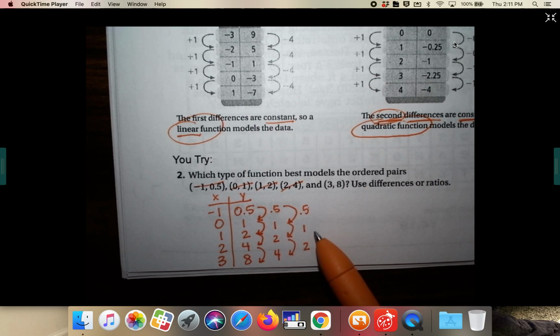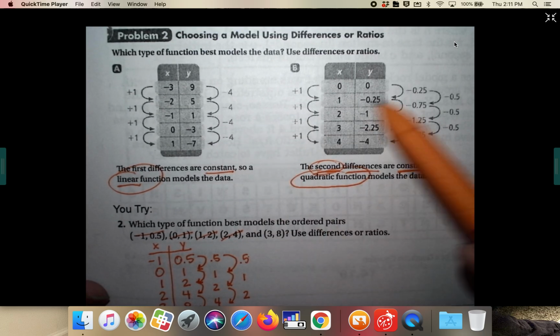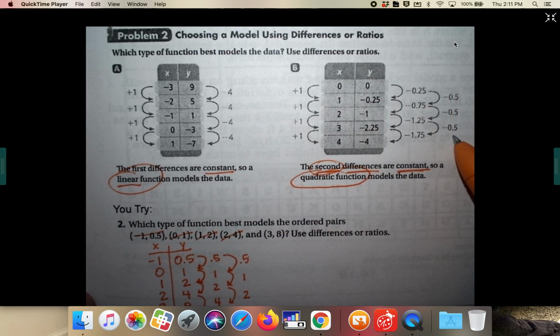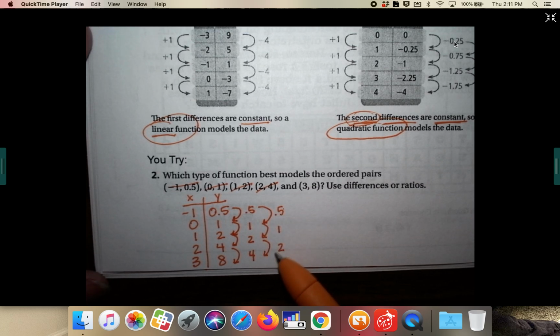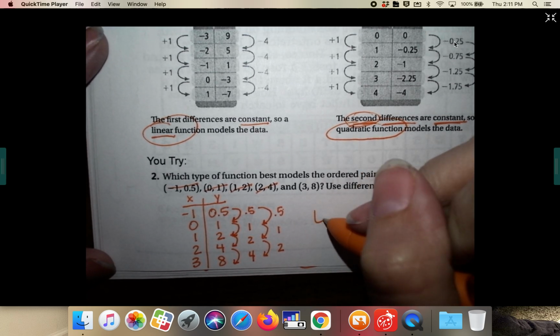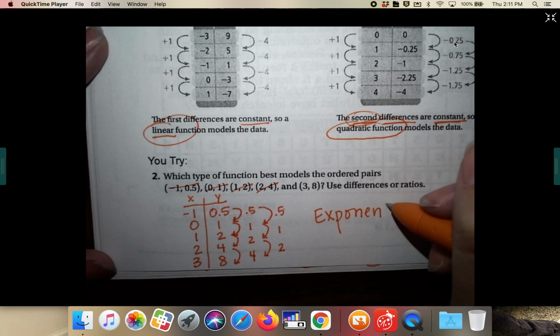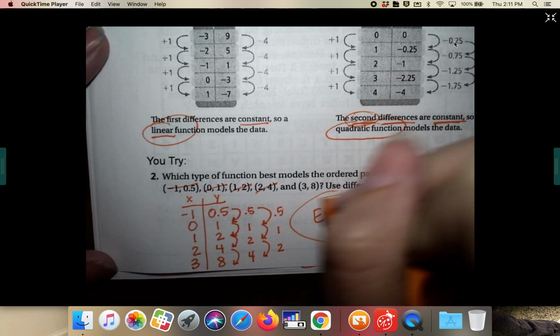And I know it's constant as far as it's doubling each time, but it's not constant as far as the exact same amount that is being added or subtracted each time. So if it is doubling or tripling or quadrupling or doing something with each tier that you go out, this is an example of an exponential graph. Exponential, there you go, function. Okay.